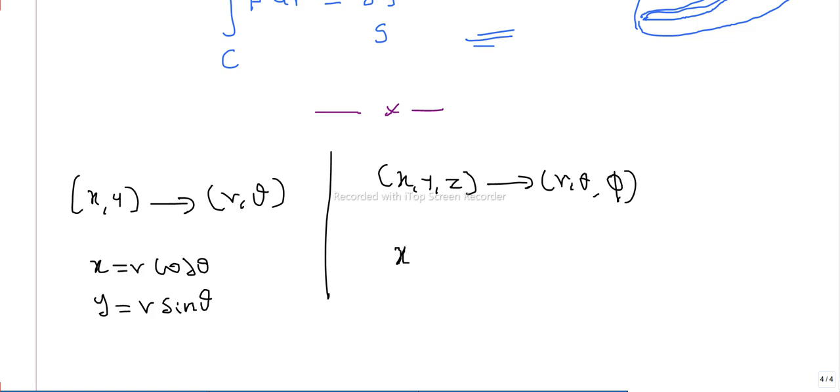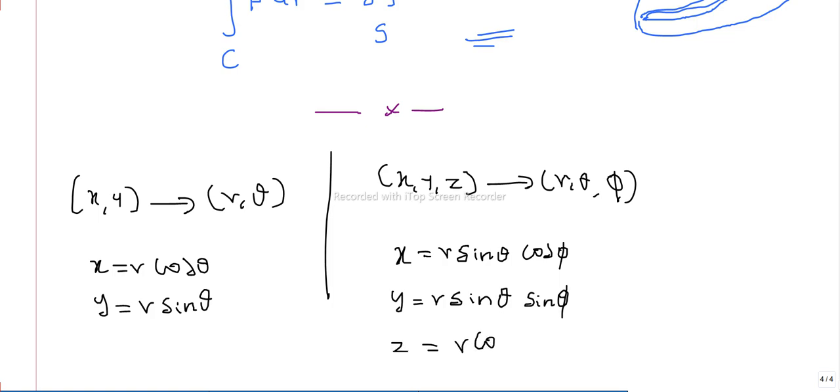You have to take x equal to r sin theta cos phi and y equal to r sin theta sin phi, z equal to r cos theta. So this is the spherical coordinates, spherical polar coordinates.